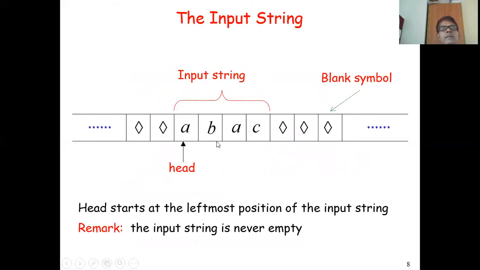Suppose we have the input string A, B, A, C, and this is the blank symbol. At the start, the read-write head will always start at the leftmost position of the input string. The input string is never empty.